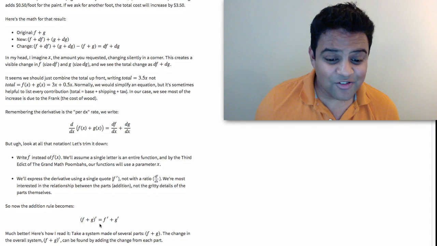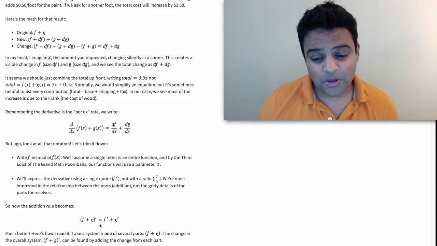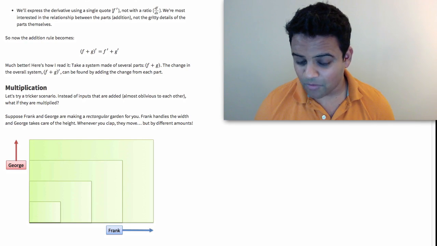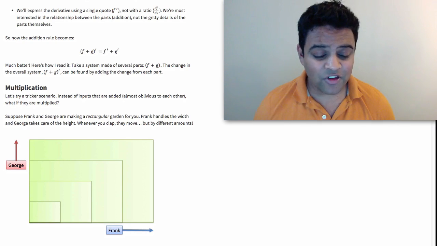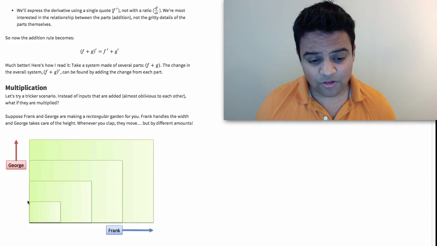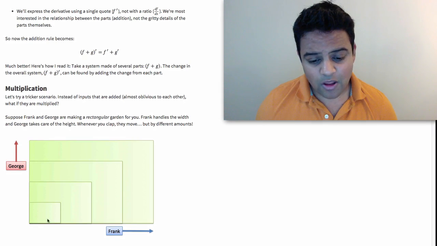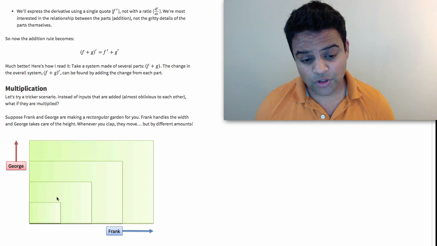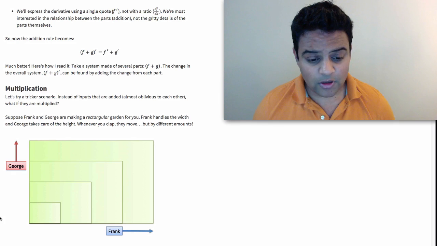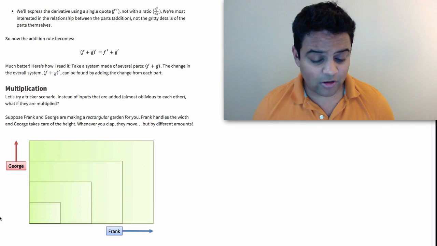Okay, now let's hop into something a little bit more complicated, which is multiplication. We might have our two friends that are building our square garden like before, except this time it's not necessarily a square, it could be a rectangle. So Frank could be moving like this, and George is moving up like this. And notice that Frank is actually moving further than George with each step. Now the question is, when they each move forward, what's going to happen? How much extra area are we getting?